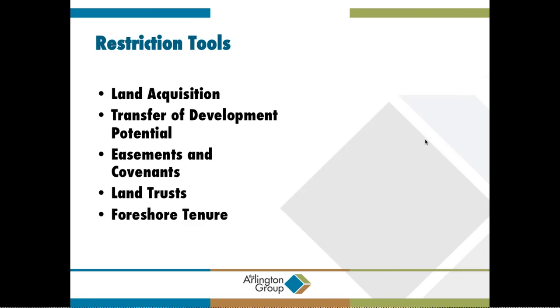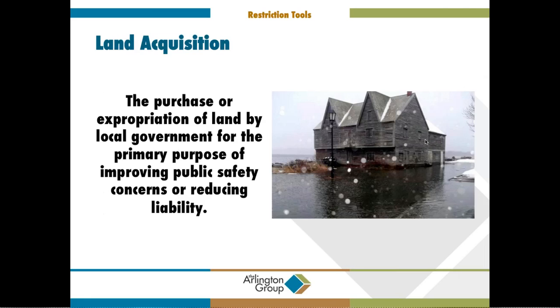The next group is restriction tools, and there are five areas we have identified: land acquisition, transfer of development potential, easements and covenants, land trust, and foreshore tenure. Land acquisition means the purchase or expropriation of land by local government for the primary purpose of improving public safety concerns or reducing liability.